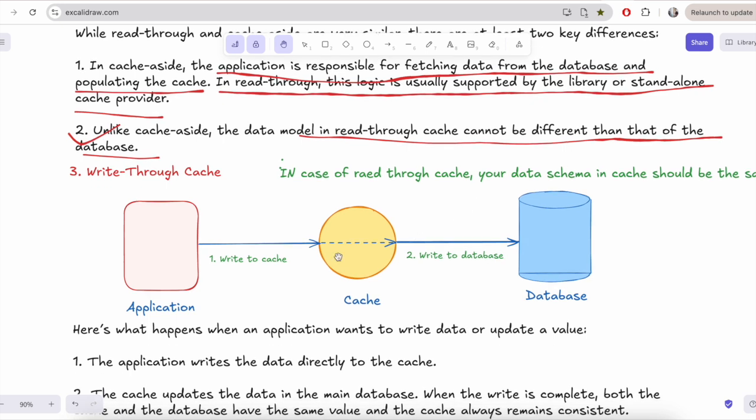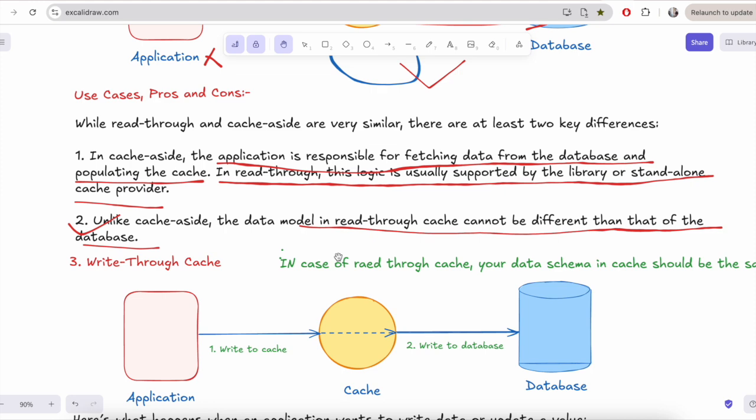Okay. So let's understand this with an analogy. In the previous case also we took the example of a refrigerator, and we opened our refrigerator, and if the milk was there, we drank it. If not, we go to the store, buy it, put it in the fridge and then drink it. That was in the case of a cache aside.